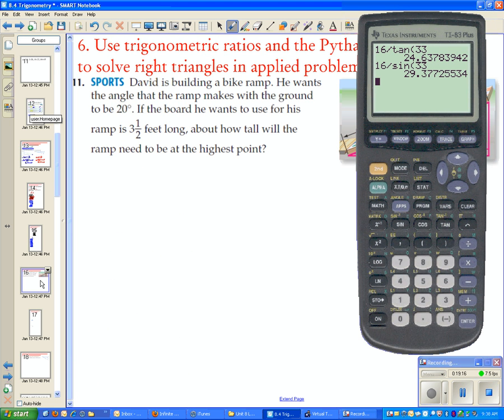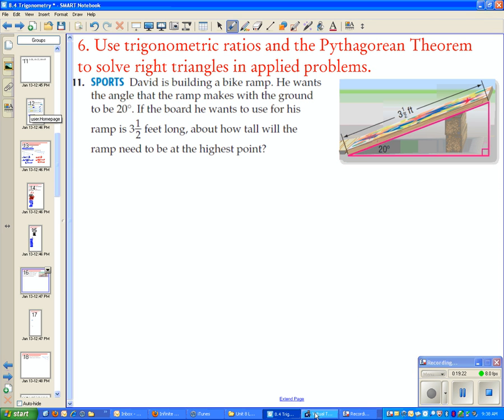All right. Page 567. This is part of your assignment. All right. David is building a bike ramp. He wants the angle that the ramp makes with the ground to be 20 degrees. If the board he wants to use for his ramp is 3.5 feet long, about how tall will the ramp need to be at the highest point? So what we want to find then is we want to find that length right there, don't we?